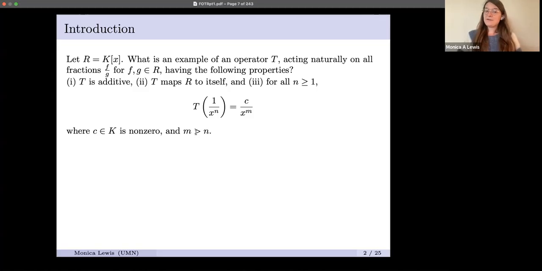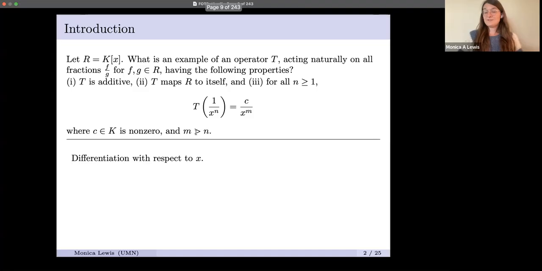So if you sit down and think about it for a bit, there are a couple of different options for T that might come to mind. Perhaps the first one is differentiation, right? If I were to take the derivative of 1 over x to the n with respect to x, I increase the power in the denominator by exactly 1 up to some scalar in the numerator. Though if we're being careful, we said that we wanted the scalar to be non-zero. And if we want this to work for all n, then we are implicitly assuming that the field K has characteristic 0.